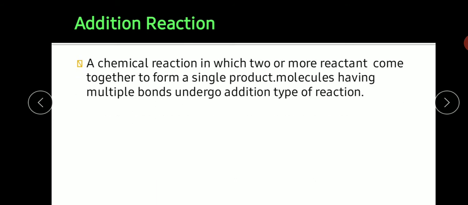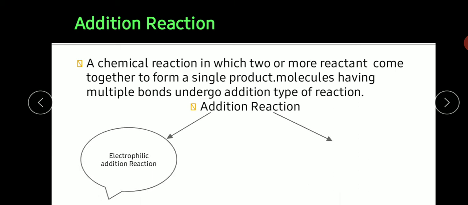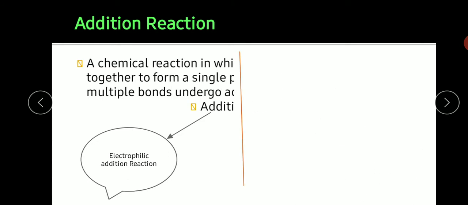Now, first see the types of polar reaction. The first type of polar reaction is the addition reaction. A chemical reaction in which two or more reactants come together to form a single product. Molecules having multiple bonds undergo addition type of reaction. Addition reaction is again divided into two types. The first type is the electrophilic addition reaction and second type is the nucleophilic addition reaction.